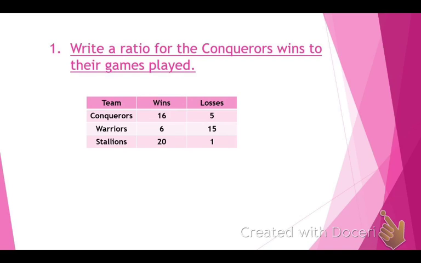Okay, so the first one says, write a ratio for the Conquerors' wins to their games played. As you can see here, these are their wins, so we know that goes on the top. And how many games did they play? 21. So your ratio is 16 to 21. Can that be simplified at all? No. And you can tell that if you stick it in your calculator and you hit the equals button, whatever pops out, if it still pops out the same, that means it cannot be simplified.